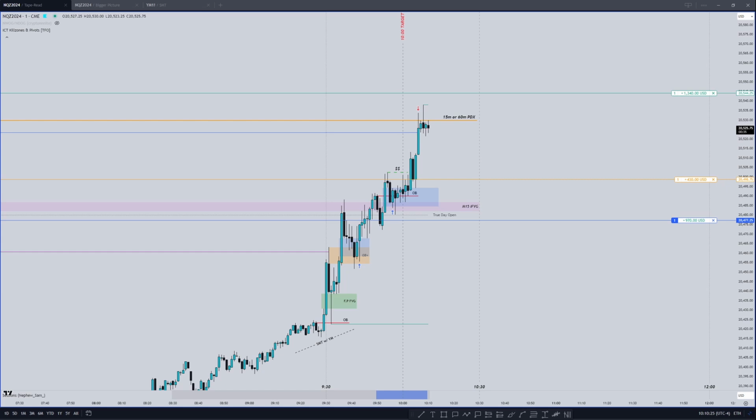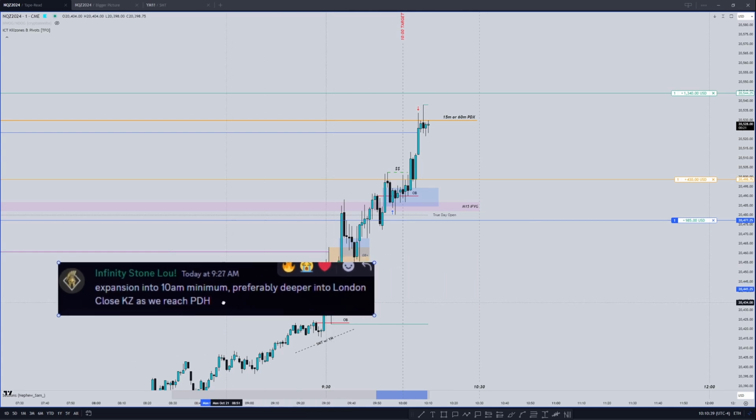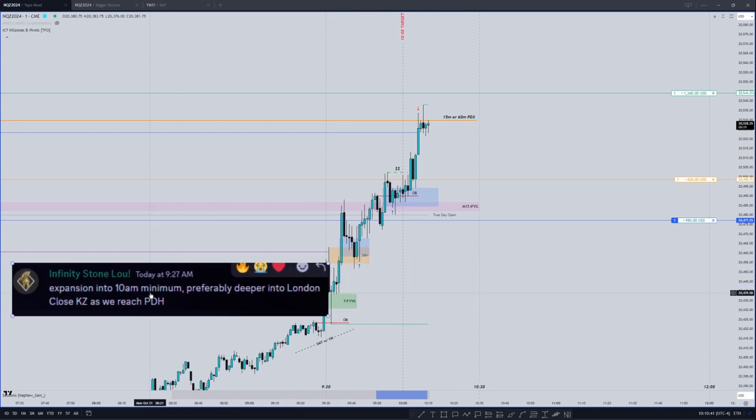Let me see if I can screenshot this. But this is in a different chat that I sent. Disregard my name, but this is what I sent: expansion into 10 a.m. minimum, preferably deeper into London close kill zone as we reach previous day high. So that was at 9:27, right around there.